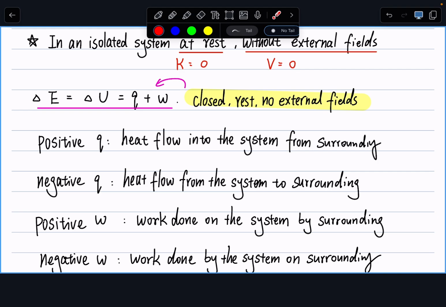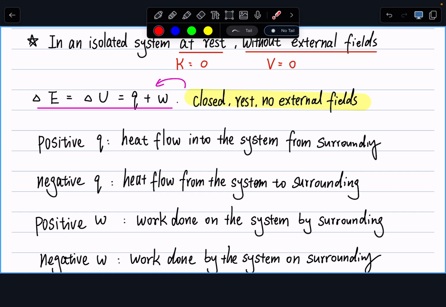So for example, you might see a true and false problem that says, hey, delta U always equals Q plus W for a closed system. Then it is going to be a false statement, because delta U only equals Q plus W if the system is at rest and also has no external field. So these assumptions are important when we're looking at it.